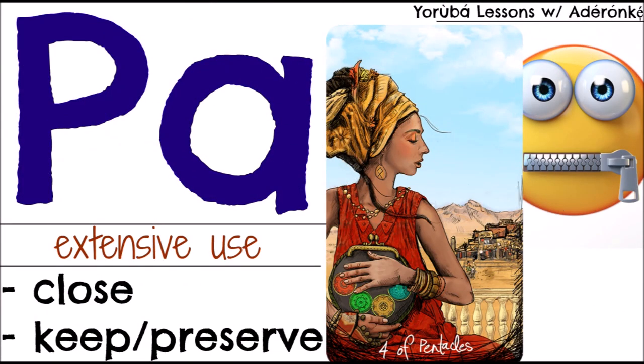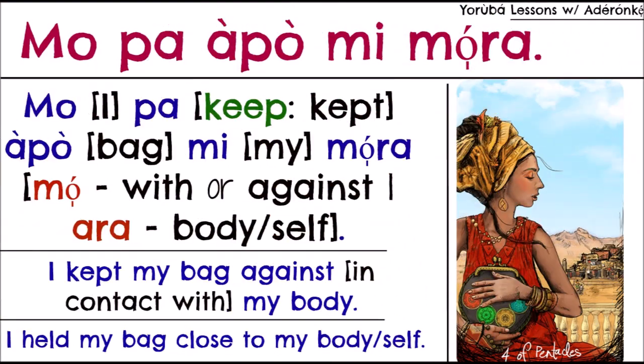It could also be close, or keep or preserve, extensive use as well. To close something, to preserve it, to keep it to yourself. An example would be mopa apo mimora. Mopa apo mimora. Mo is I, pa is to keep, or kept in this case. Apo is bag, mi is my, mora is a combination of two words, mo and ara. Mo is with, like in contact with, not against as in opposing.